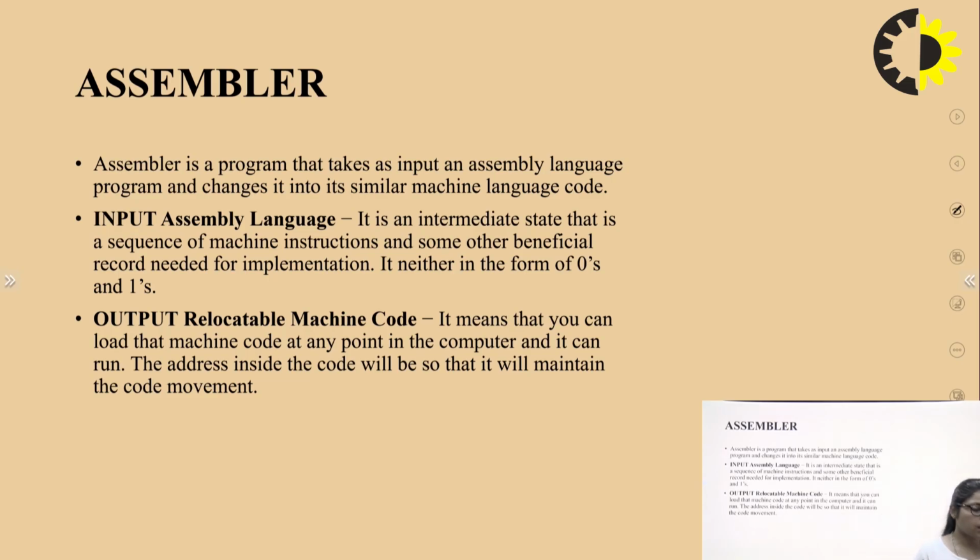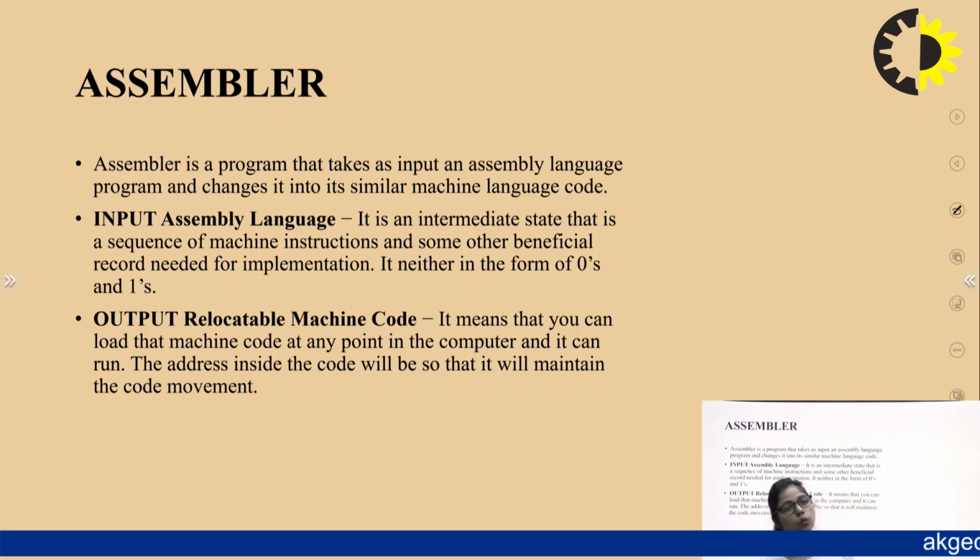Now, what is the output relocatable machine code? It means that you can load that machine code at any point in the computer and it can run. The addresses inside the code are set so that they maintain the code movement. This is called output relocatable machine code.